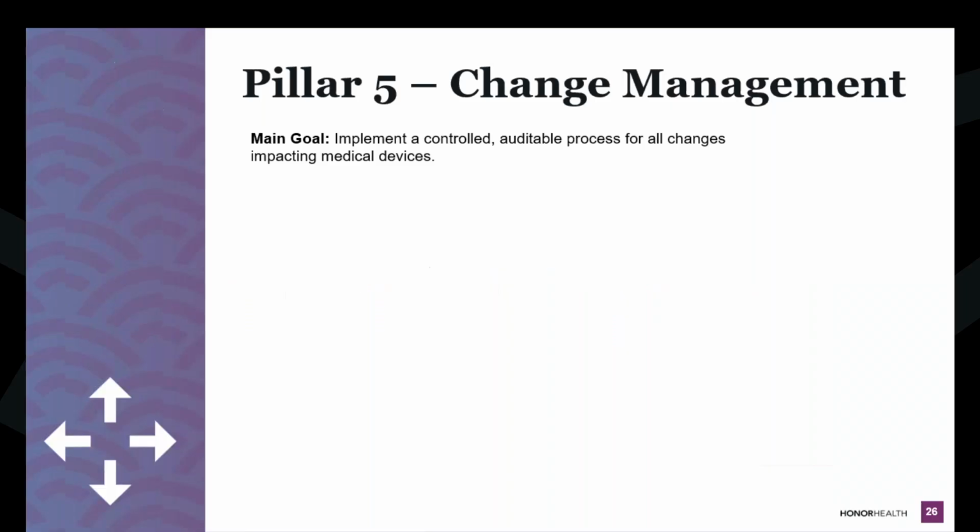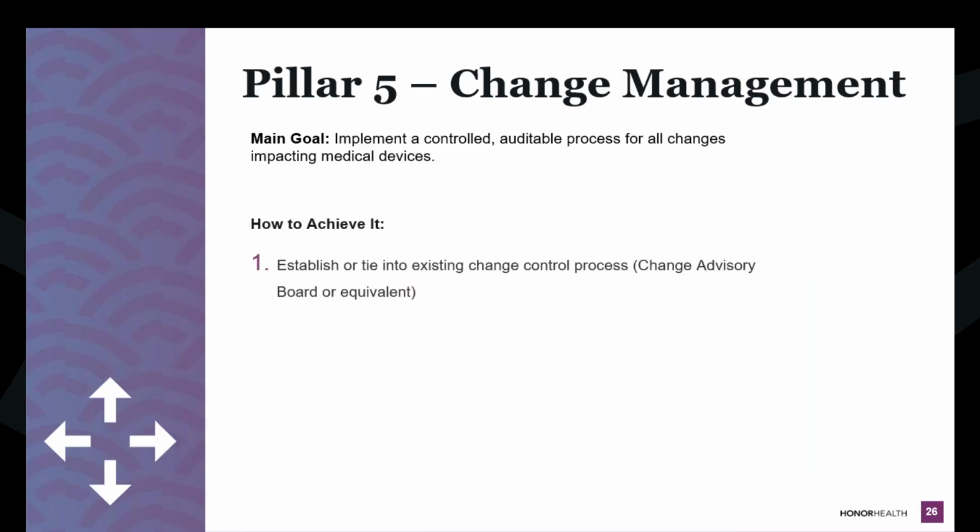All right, change management. You're going to implement a controlled process of making changes to your medical devices that's auditable. So we have to be able to go back and see what happened to the device, just in case. A lot of IT, I will say all IT shops, will have a change advisory board, right? So the easiest thing for you to do is tie yourself into that change advisory board. Demand you have a voice in there.